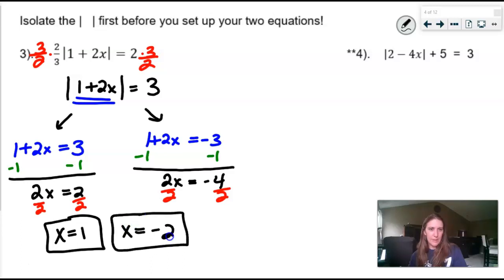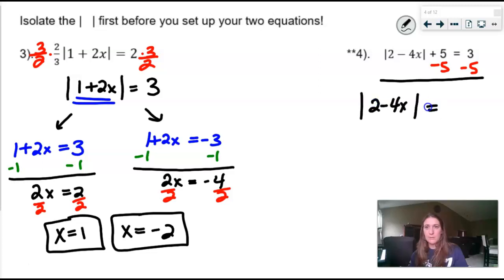Come on, handwriting. All right. So, first issue I see in number 4 is I'm not ready to separate the problem yet because the absolute value bar is not isolated. So you must isolate first. So first things first, let's subtract this 5 over. So now the problem says the absolute value of 2 minus 4x equals negative 2.